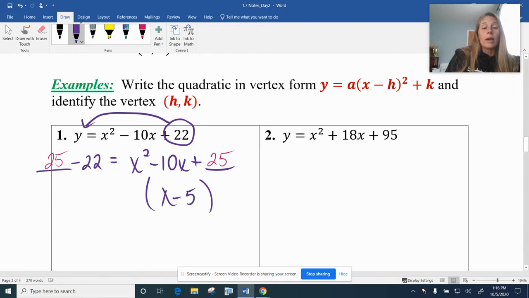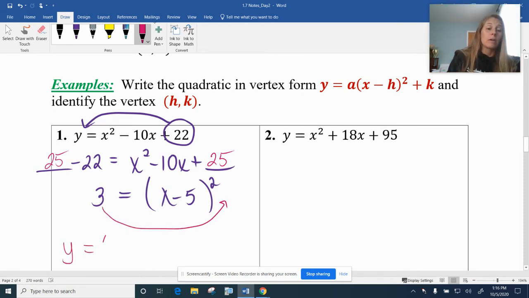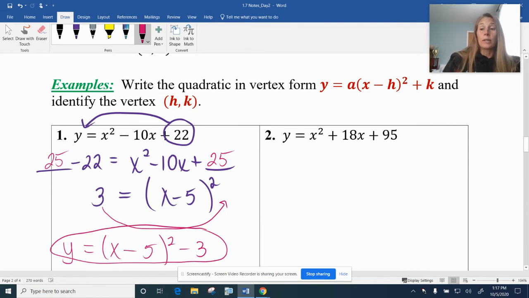(x - 5) squared, and 25 minus 22 is 3. Now, instead of square rooting both sides to solve like we were doing previously, instead we're going to just move this 3 back over to the other side. And we'll put my, whoops, hold on, messed up. y equals (x - 5) squared, and then minus 3. Yeah, now there is my equation in vertex form.